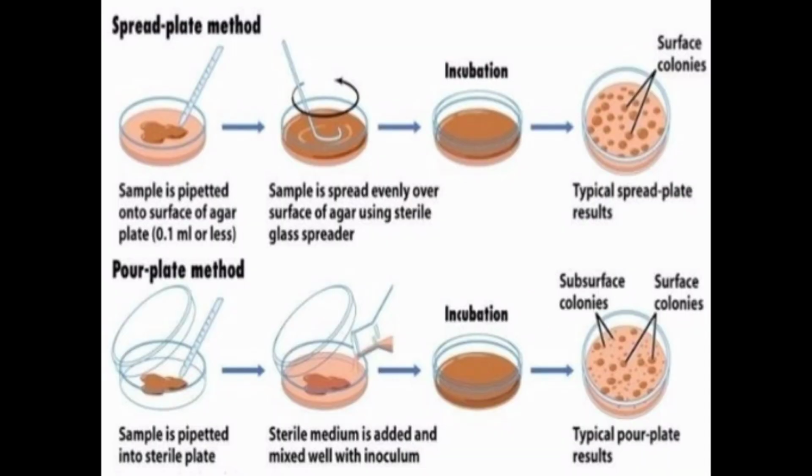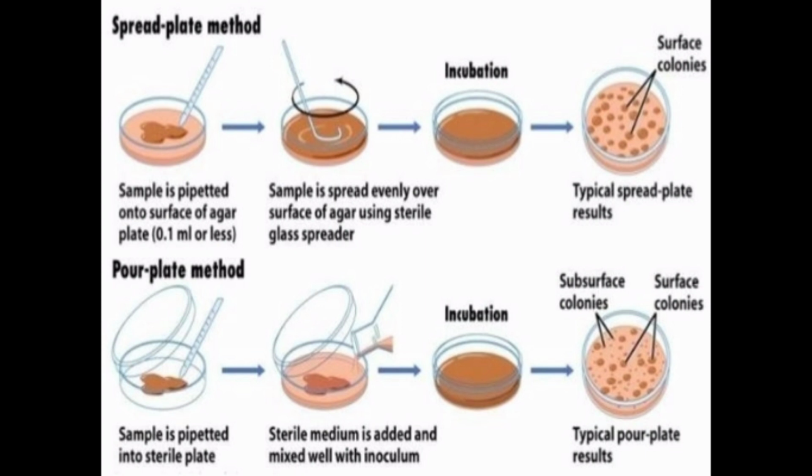This picture briefly describes both the spread plate method and the pour plate method. For the spread plate method, the first step would be to pipette the sample onto the surface of the agar plate, and then the sample is spread evenly over the surface of the agar using a sterile glass spreader. After that, incubation is performed, after which typical spread plate results can be clearly observed.